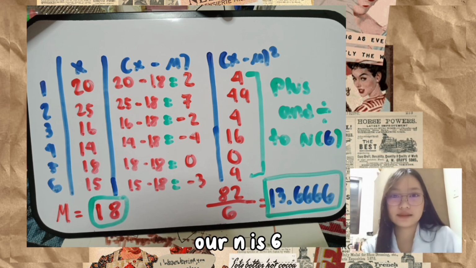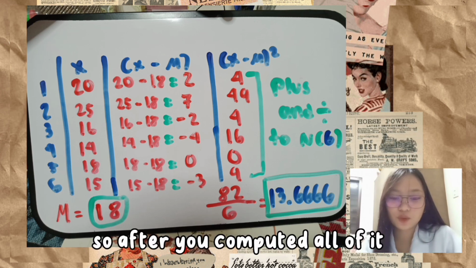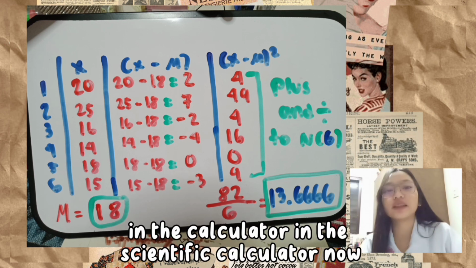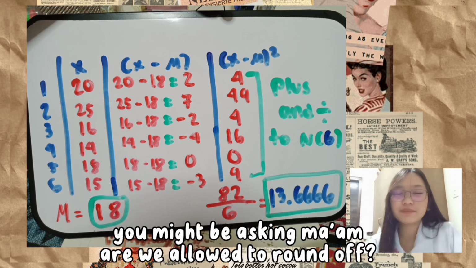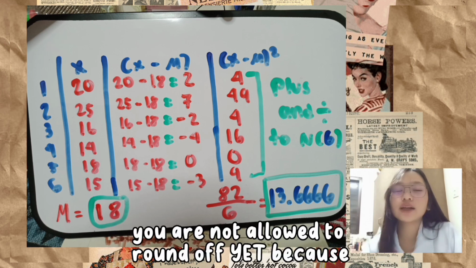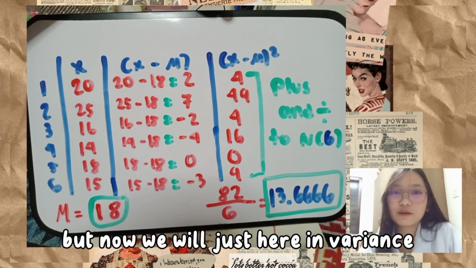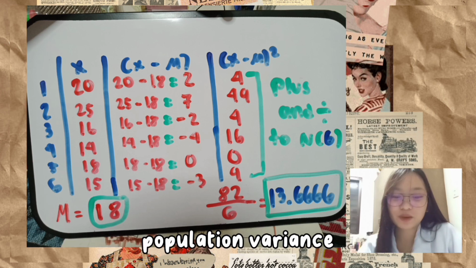Our n is 6, right? Our n is 6. So, after you computed all of it, you can get 82. 82 divided by 6 is equal to 13.666666 in a scientific calculator. Now, you might be asking, ma'am, are we allowed to round off? You are not allowed to round off yet, because rounding off only happens when we go to standard deviation. But now we are just here in variance, population variance.